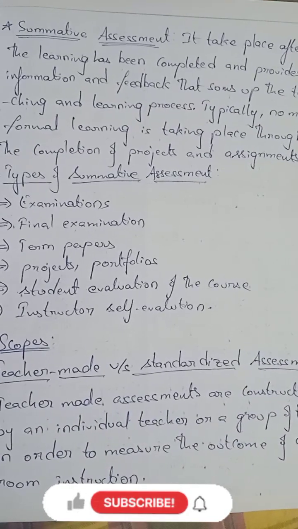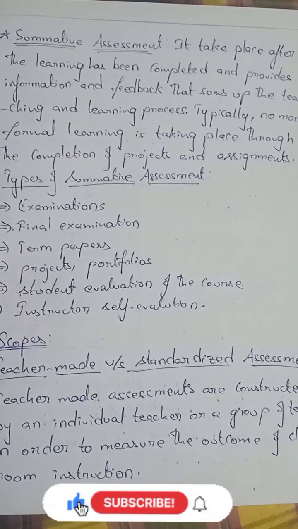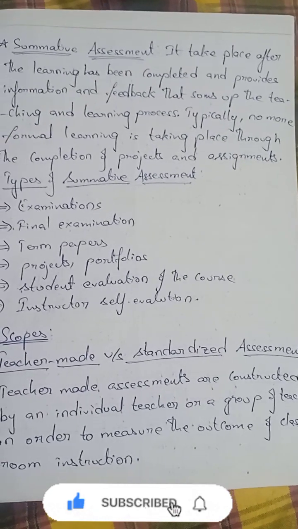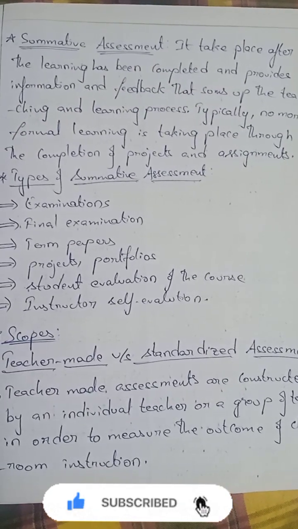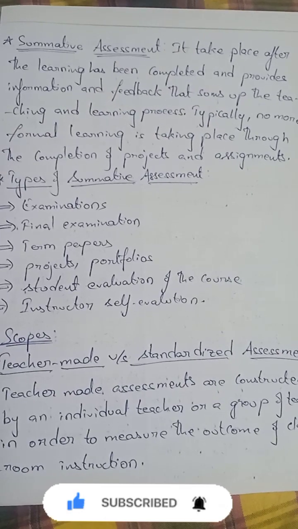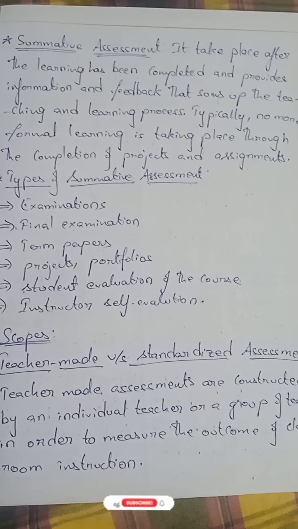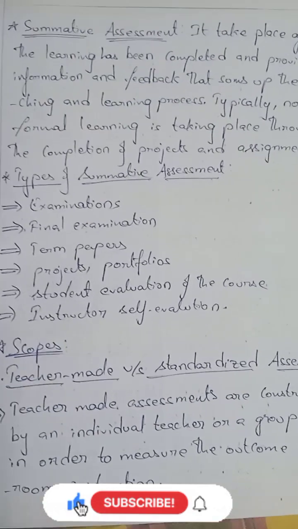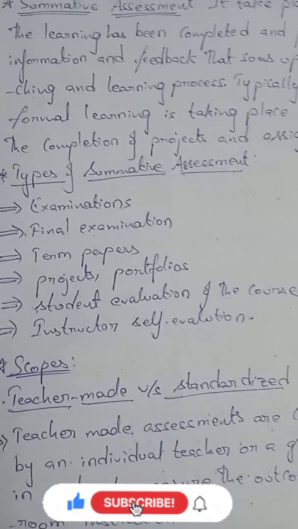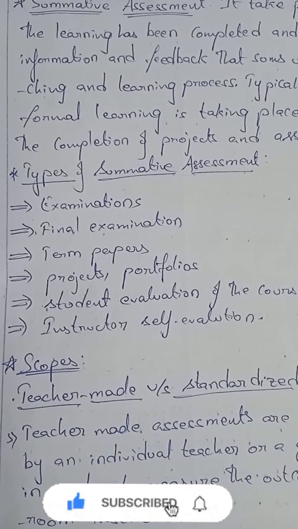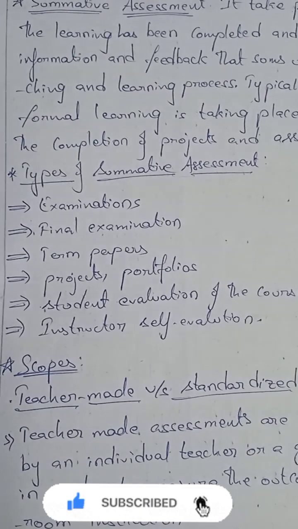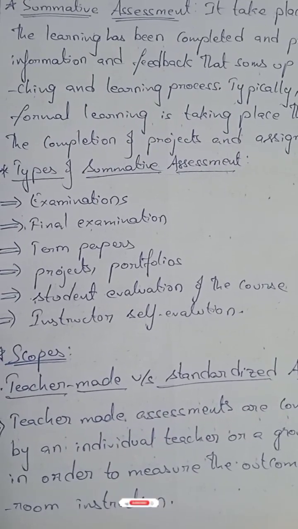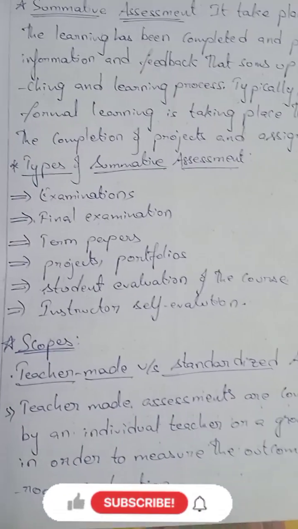And the next, summative assessment. It takes place after the learning has been completed and provides information and feedback that sum up the teaching and learning process. Typically, no more formal learning is taking place after the completion of projects and assignments. There are different types of summative assessment: examinations, final examination, term papers, projects and portfolios, student evaluation of course, instructor self-evaluation.